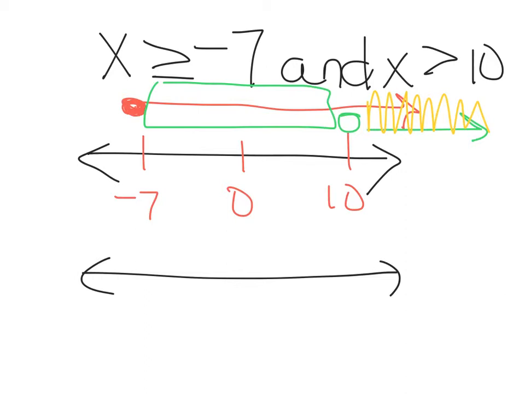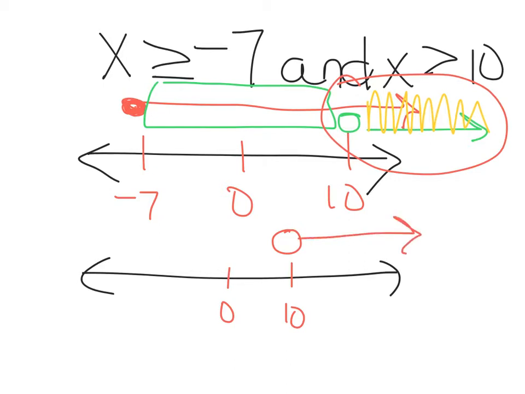So my final answer is, where do they overlap? Well, it's right here. So I have 0, I have 10. Because the 10 has an open circle on it, it's an open circle and greater than 10. So anything greater than 10 is going to solve both of those inequalities at the top of the page at the same time.